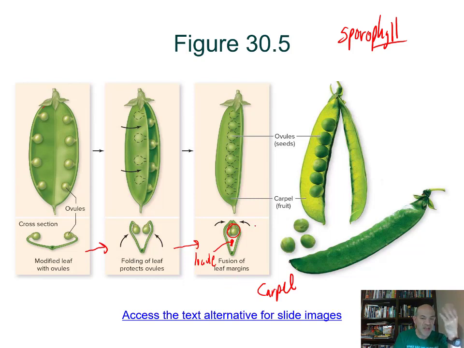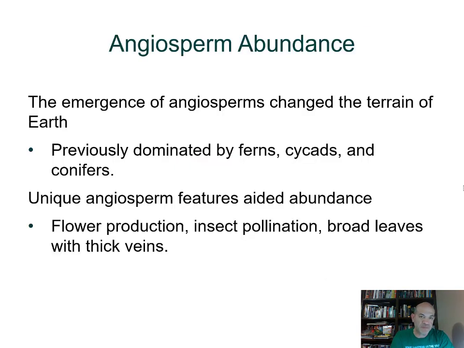There's going to be an egg in there that would get fertilized by a sperm, and as with the gymnosperms, the sperm is delivered by way of a pollen grain, and no water is required for that. The sperm will not have flagella.